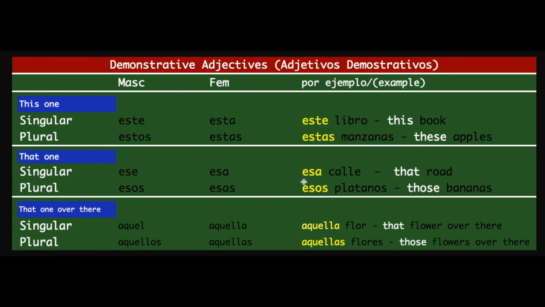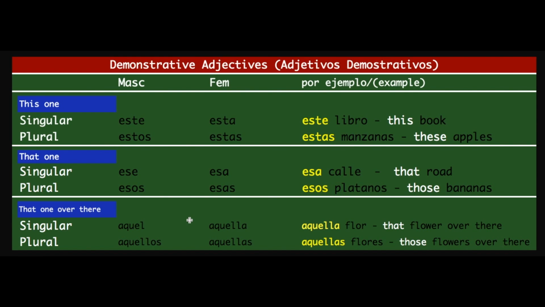Let's take some examples and things will be clearer. Esa calle. Now calle is actually la calle, which happens to be a feminine object. So esa is used, which means that for feminine singular. So esa calle means that road. Then the next is esos plátanos. Now plátano is a masculine object, but here in this case we are using the plural form of it. So esos is used. Here esos is for masculine plural. Esos plátanos means those bananas.